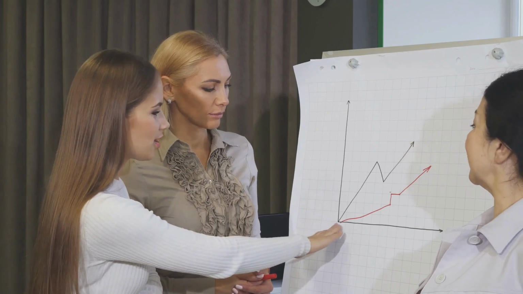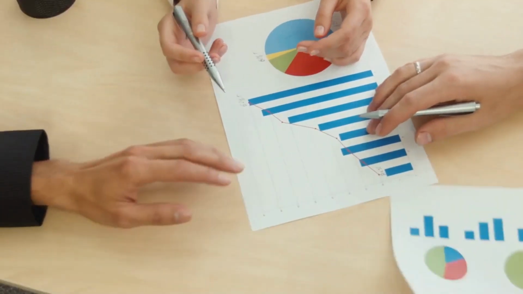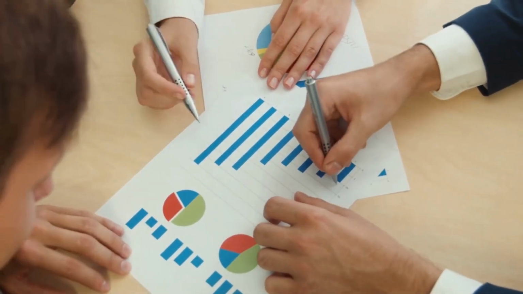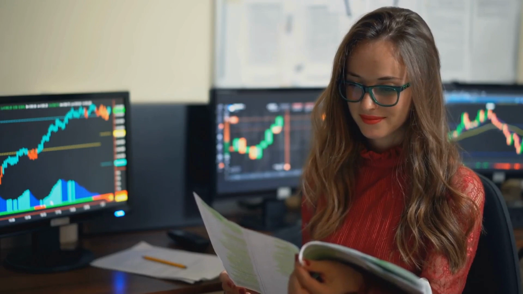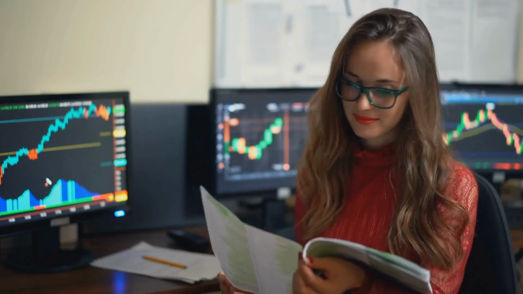Remember, ROA is just one of many financial ratios investors use. However, it's a powerful tool for understanding a company's profitability and efficiency. By keeping an eye on ROA, you can make smarter investment choices and potentially boost your returns.